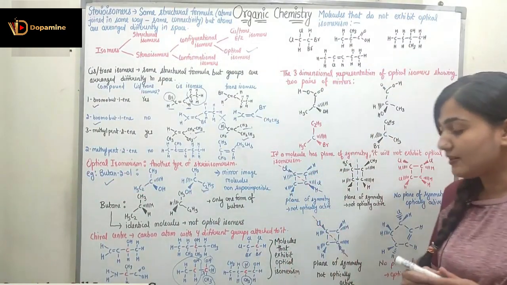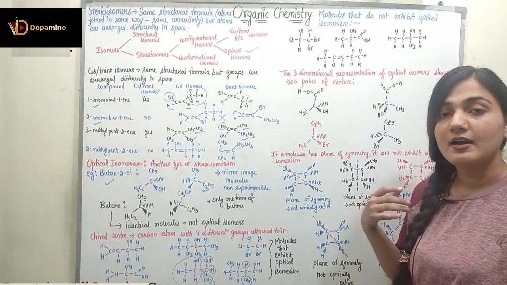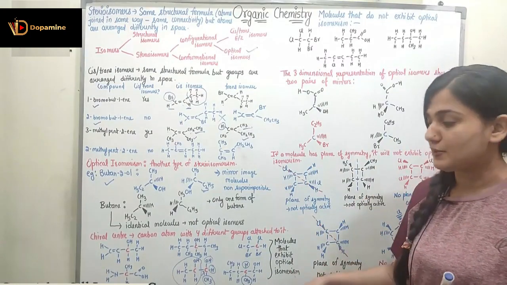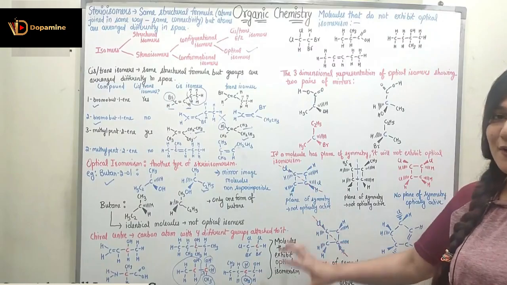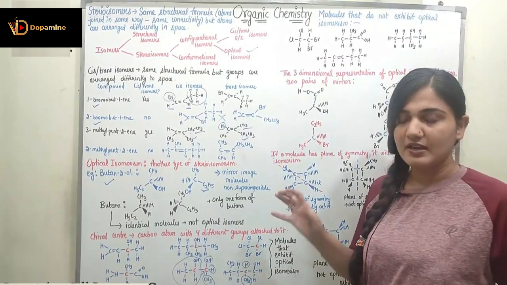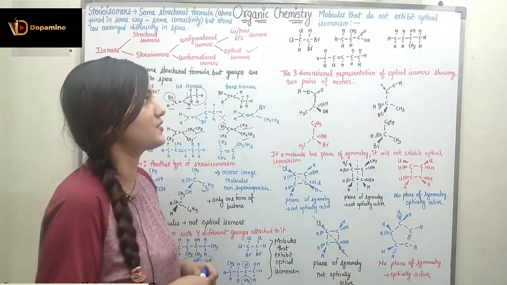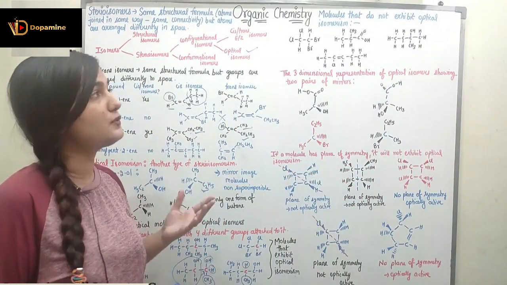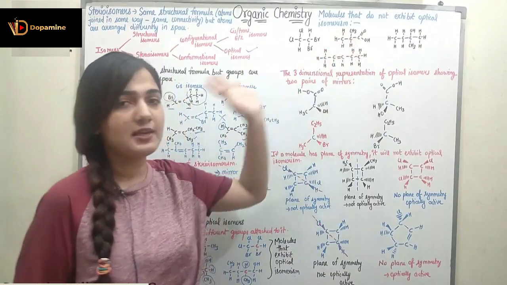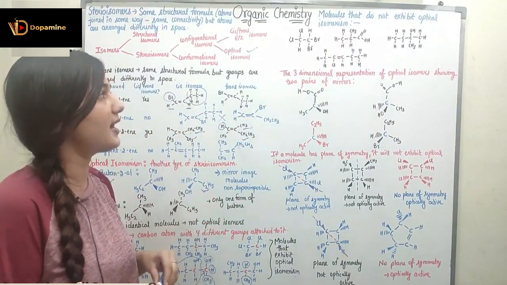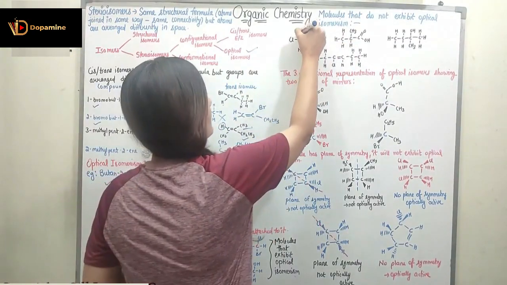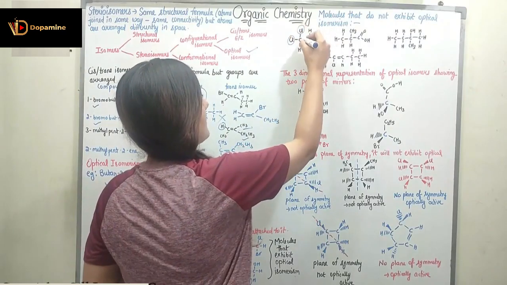So whenever we have chiral centers, there would be an optical isomer of that compound, right? So you have to look for the chiral center. If you find a chiral center, you will say yes, it will have optical isomers. Now coming to the molecules that do not exhibit optical isomerism when we do not have a chiral center. So here you can see the two chlorines are connected to the carbon.